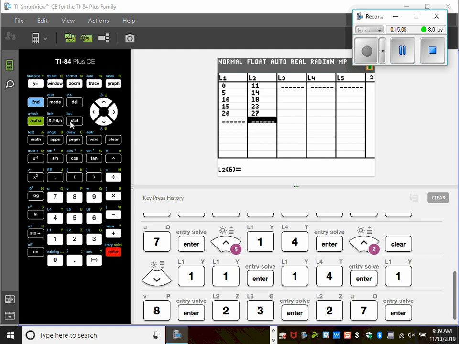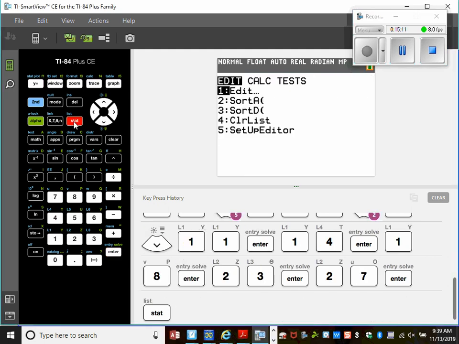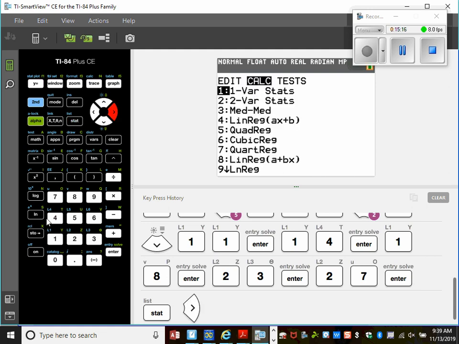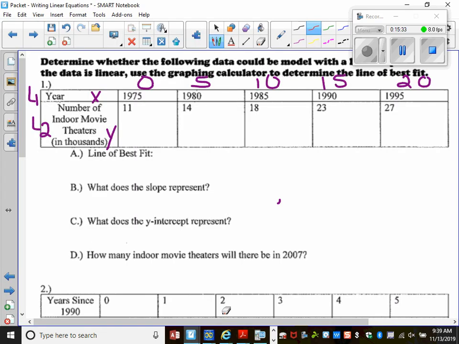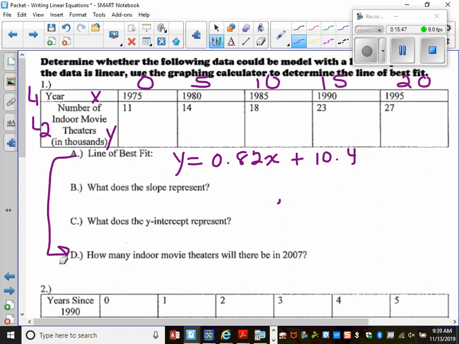And then we're going to go back to stat. Okay, we're going to go over the top to calc, so arrow over to calc. And then option number 4. Okay, you can just keep hitting enter until you see your A and B. Voila, there we go. So now you're going to go back to your notes and you're going to write in for part A, y equals 0.82x plus 10.4. Now we're going to need that later in part D when we make our prediction.